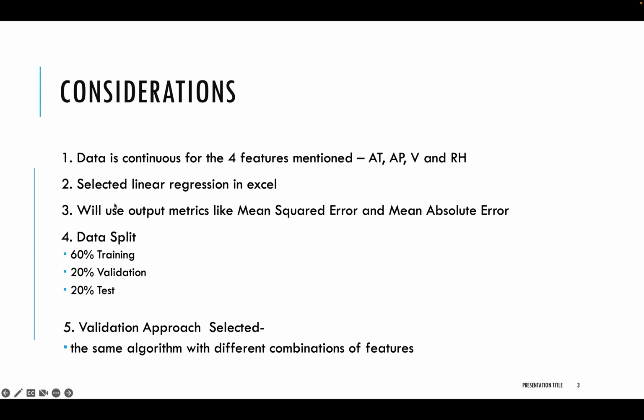For the output metrics, I'll use the mean squared error and the mean absolute error. Mean squared error because it's the most popular regression error metric, and MAE as it can be easier to interpret, right? Since I am doing this in Excel, my validation approach is that I'll use the same algorithm, which is linear regression, and I'll use a combination of features to see the variation in terms of output metrics. I split my data 60% training, 20% validation, and 20% test.